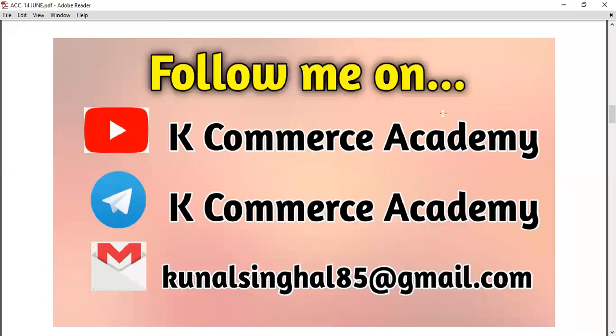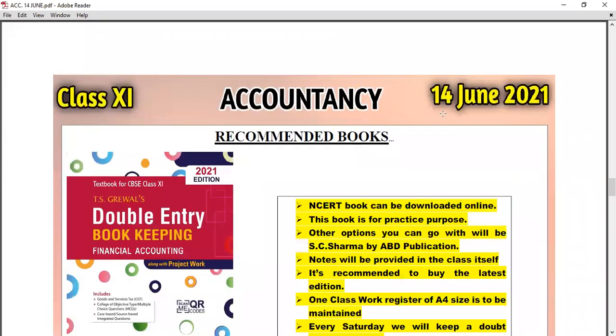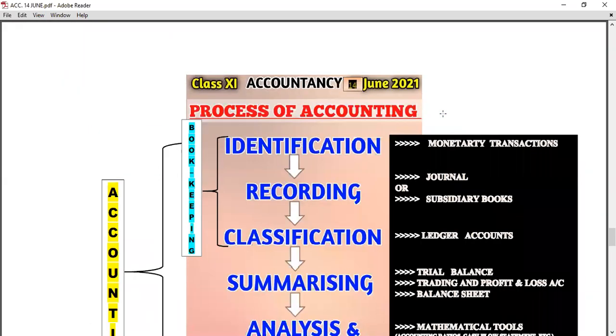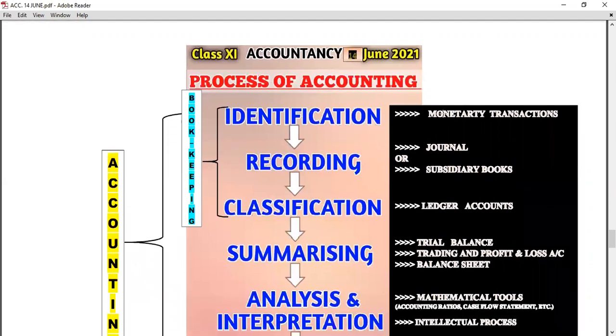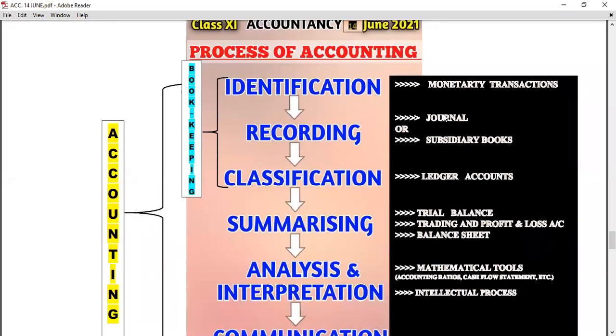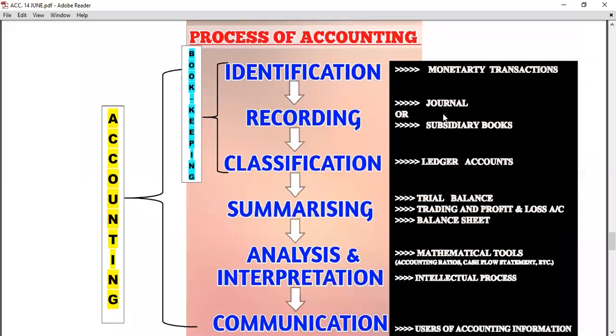Yesterday, you all have sent the charts over the same. Fine. Now, the thing is what I need to guide to one of the students. Just concentrate on this chart as I explained yesterday. Here we can see there are total 6 steps: identification, recording, classification, summarizing, analysis and interpretation, and communication. These are total 6 steps.